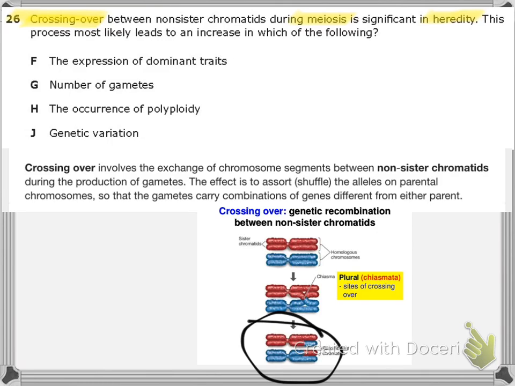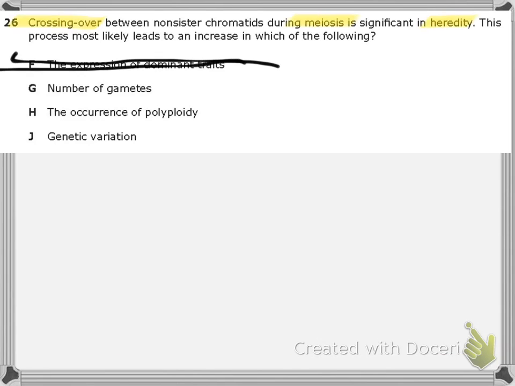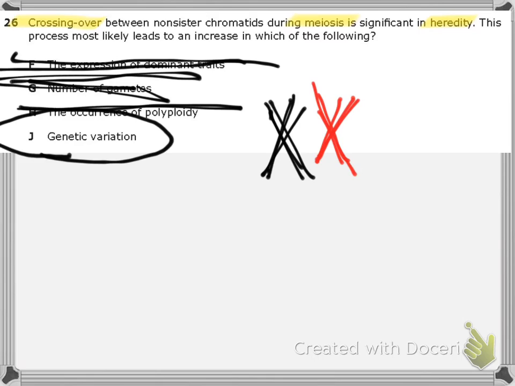Therefore, crossing over is good. It helps everybody, and it provides a little bit of variety. So with that being said, we'll mark out all our answers. We got genetic variation is what is increased with crossing over.